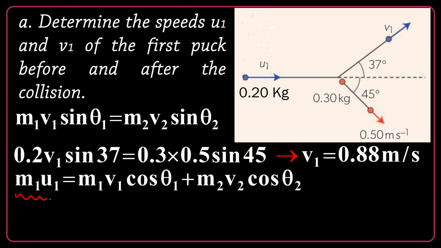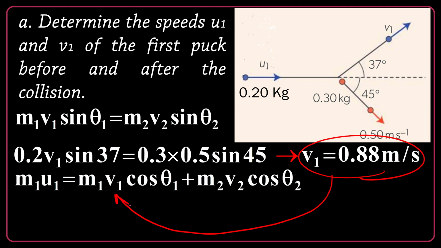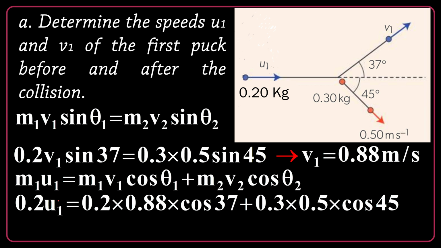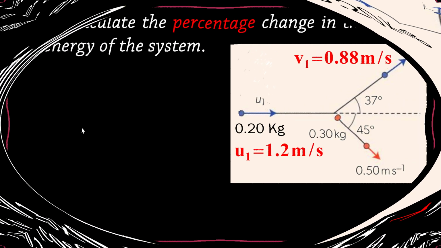Total momentum before, total momentum after the collision in horizontal direction. I found V1 in previous part, so I can import it here and then plug in the values, and this is my goal, U1. So I have everything except U1, and U1 is obtained as 1.2 meter per second.